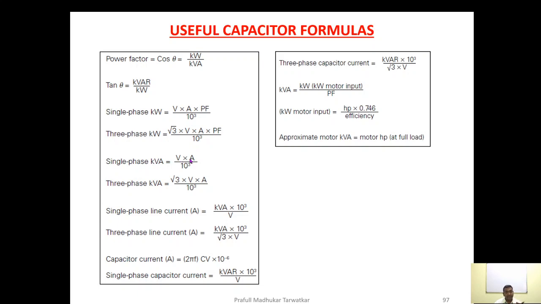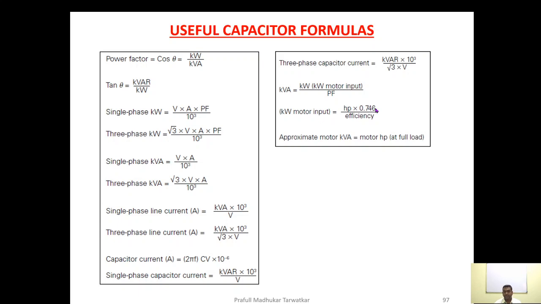Single phase kVA, V into A divided by 1000. Three phase kVA, root 3 VA divided by 1000. Then for line current, kVA upon the respective value of voltage. For three phase, kVA upon root 3 times the voltage. Capacitor current, we have already seen: 2 pi f C into V into 10 to the power minus 6, because capacitors are in terms of microfarad. Then single phase capacitor current by this formula, three phase capacitor current, kVA, then motor input, that is simple kW.